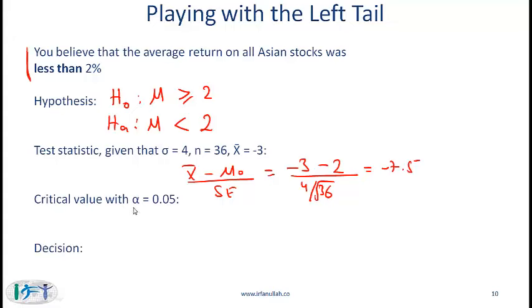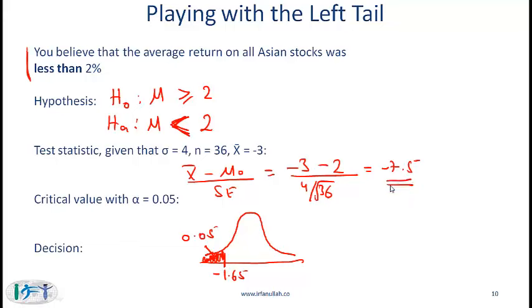The critical value with alpha equal to 0.05. Now, if you draw your distribution, remember which tail you will play with. The alternate hypothesis has the less than sign. That means you have to play with the left tail. The critical value now is minus 1.65, because if this region is 0.05, that's the area or the probability, then the corresponding z value is minus 1.65. That is the critical value or the rejection point.